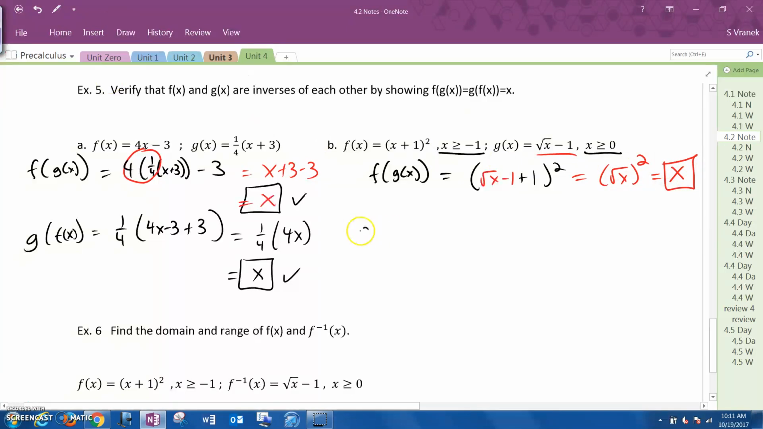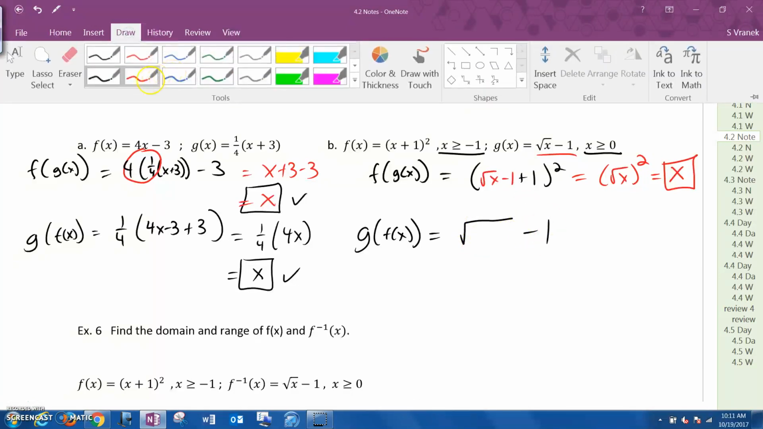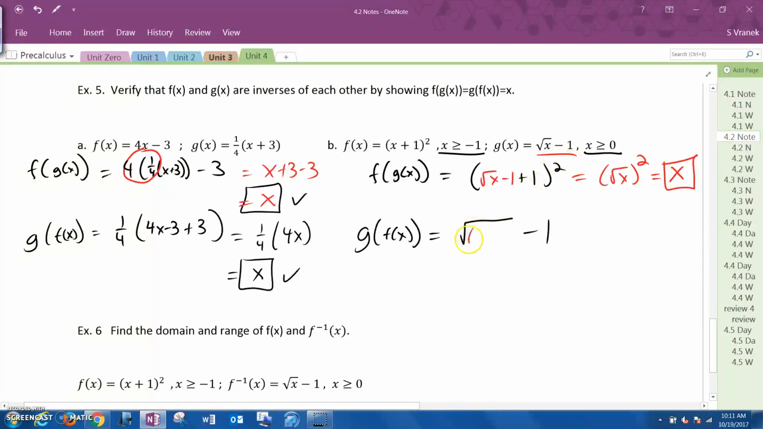Now we have to do it the other way, g of f of x. So g of f of x, we have g as the outside one, which is the square root of something minus 1. What are we putting in that x spot? We're putting an x plus 1 quantity squared. So what happens here is the square and the square root do cancel out because it's one piece being squared and square rooted. So you get x plus 1 minus 1, which simplifies to x as well.